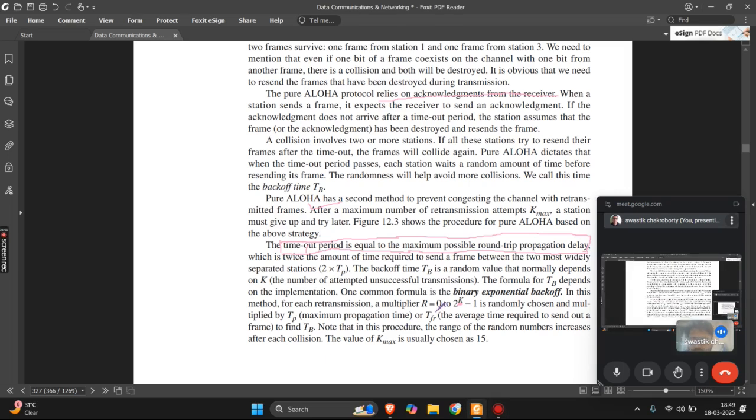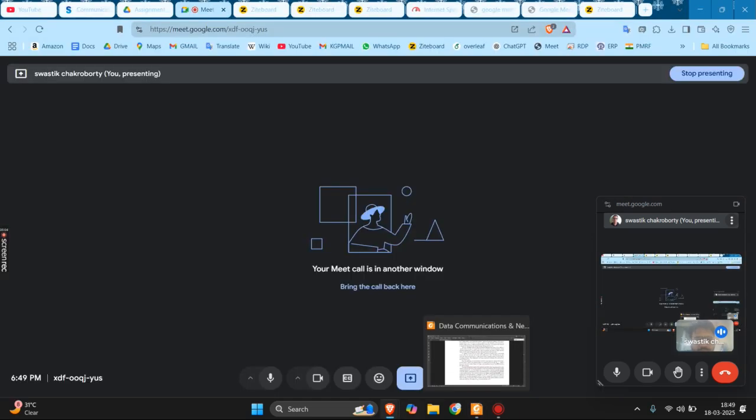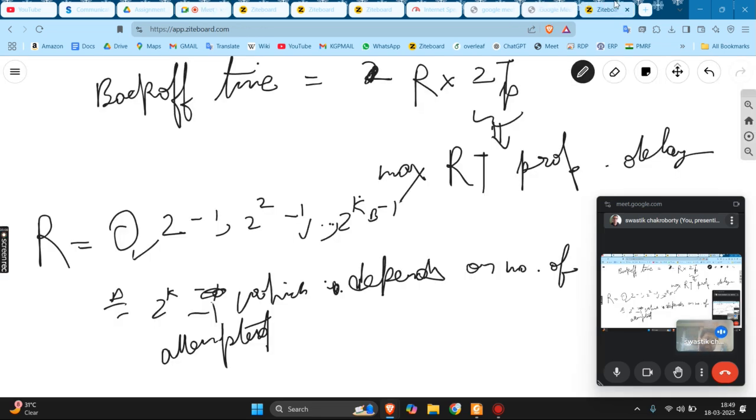So there is binary exponential backoff in this method. The number of retransmission attempts will decide how much time you have to wait before you can retransmit. So if you have already retransmitted 2 times, the next time you want to retransmit, your backoff time will be 2 to the power 2 minus 1, so 3 times the round trip propagation delay. Whereas if you have already transmitted 5 times, then you have to wait 31 times the round trip propagation delay.